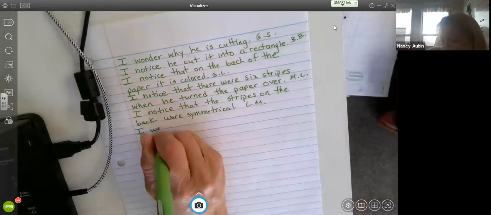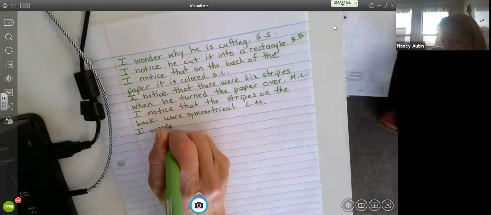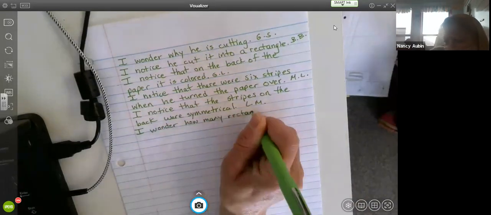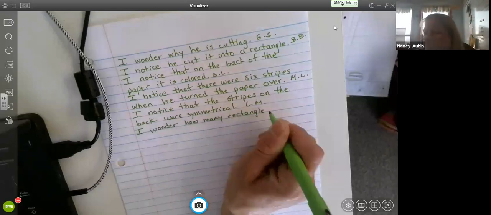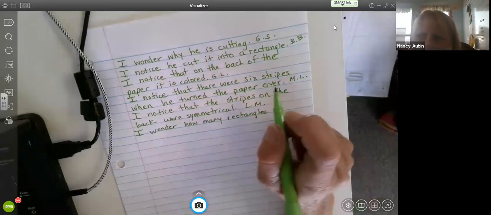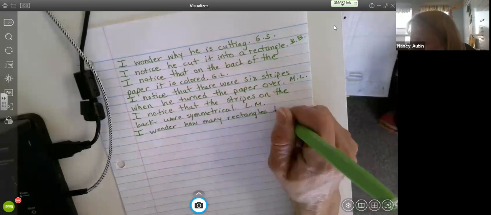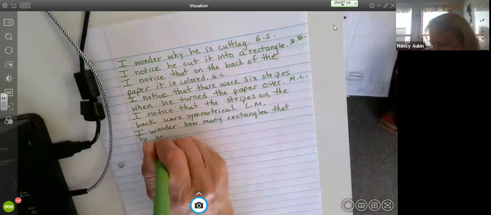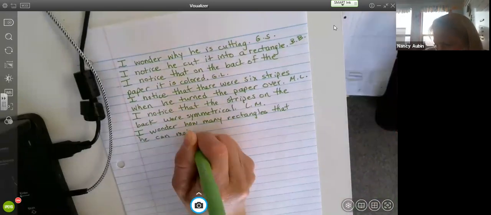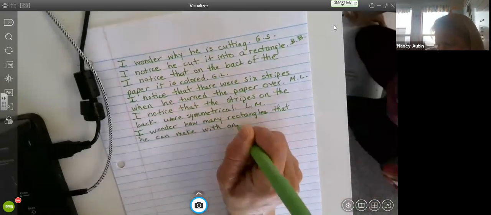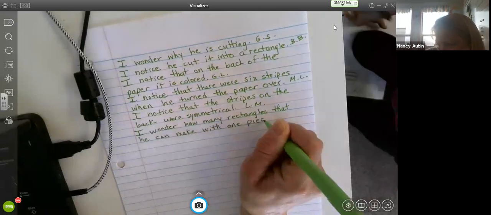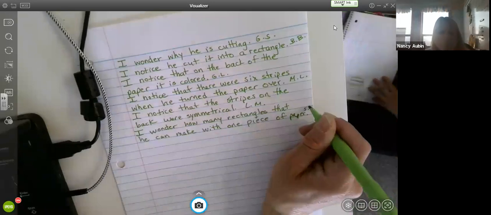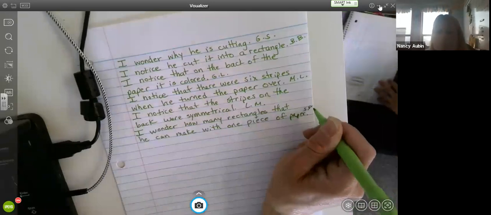I wonder how many rectangles. You want to finish that for me? How many rectangles what? That he can make with one piece of paper. Thank you for sharing. Okay, if you didn't get to share, keep those wonderings happening.